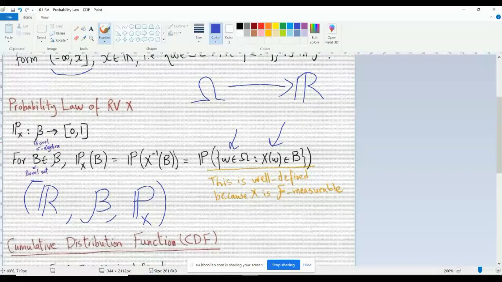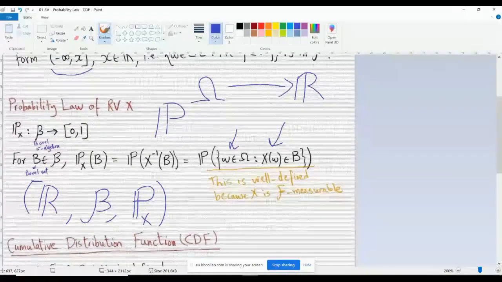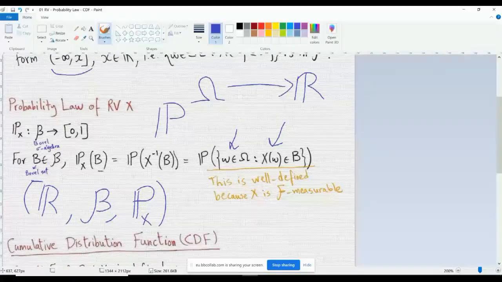And since there is a probability measure that is defined on the measurable space omega and F, then for every pre-image, because every pre-image is in the sigma algebra, the probability measure will assign to every pre-image a real number between 0 and 1. So this will be the real number that we assign to any particular Borel set.